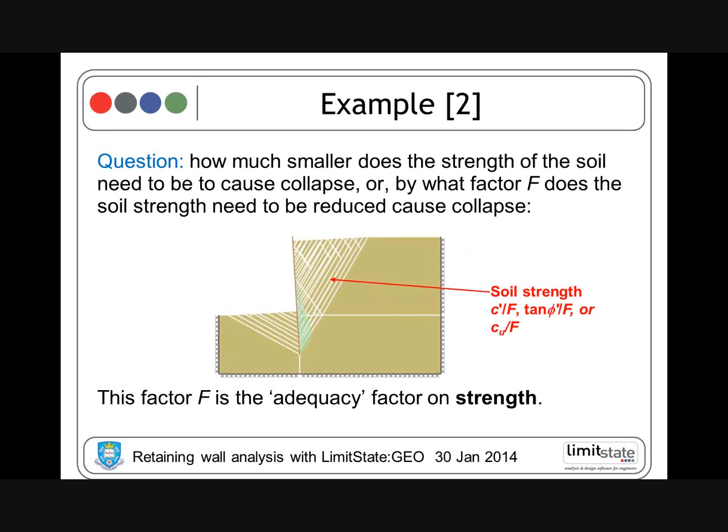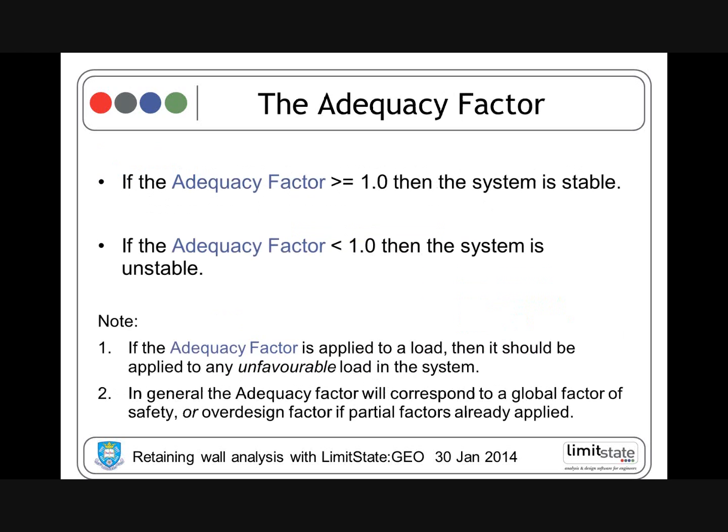Alternatively, we can say how much smaller does the strength of the soil have to be to cause collapse, or by what factor F does this soil strength need to be reduced. And that would be an adequacy factor on strength. And in both cases, if you get a number bigger than 1, then the system essentially is stable. If it's less than 1, then the system is unstable. And it's important that if you're going to apply this to a load, you should pick an unfavorable load in the system.